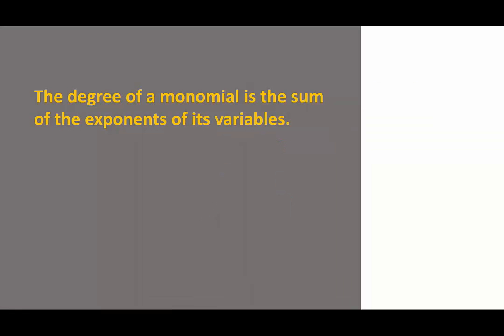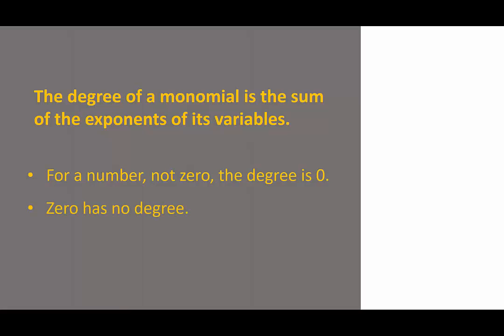The degree of a monomial is the sum of the exponents of its variables. And there are two tips here. For a number not 0, the degree is 0. And 0 does not have a degree. What does the degree of a monomial look like? In this example, 2/3 x to the 8th, the degree would just be its exponent, 8. So its degree would be 8.